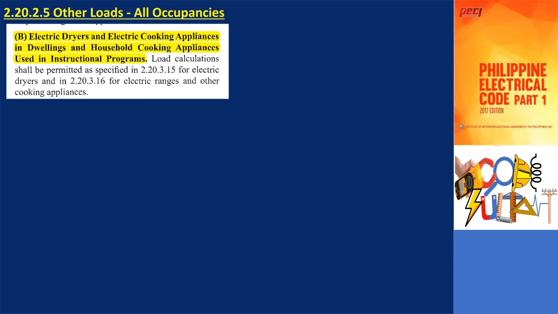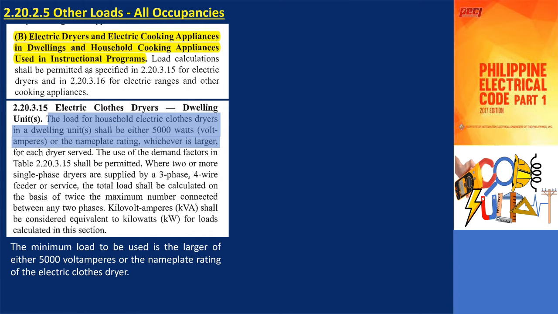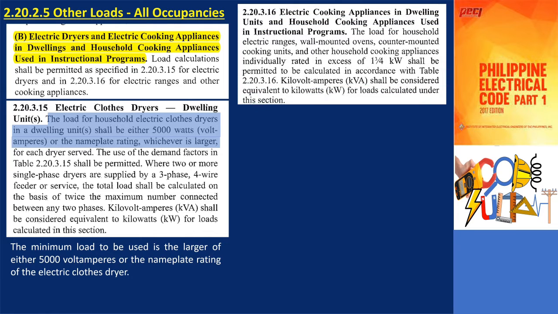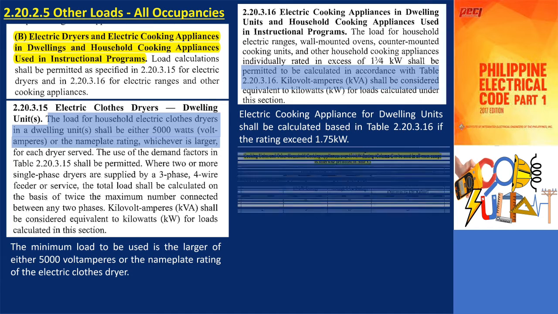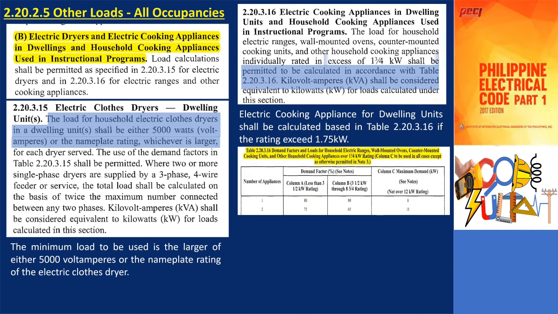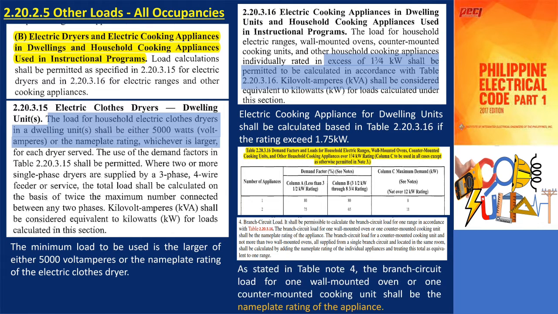The load requirement for an electric dryer shall have a minimum load of 5,000 volt amperes or the nameplate rating, whichever is the larger, as stated in section 2.20.3.15. While the electric cooking appliance for dwelling units shall be calculated based on table 2.20.3.16 if the rating exceeds 1.75 kilowatts. As stated in table note 4, the branch circuit load for one wall-mounted oven or one counter-mounted cooking unit shall be the nameplate rating of the appliance.